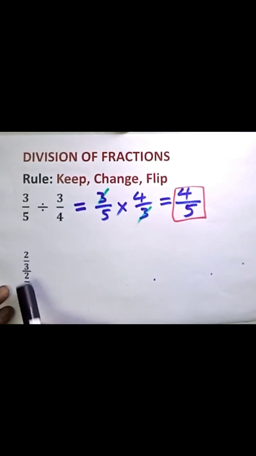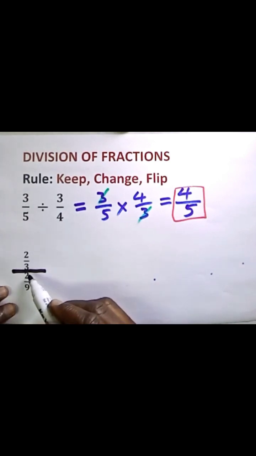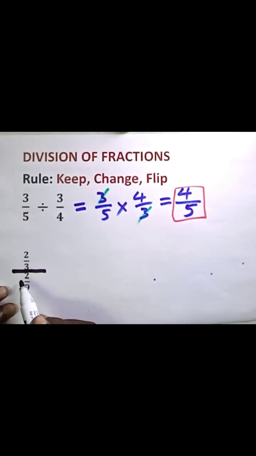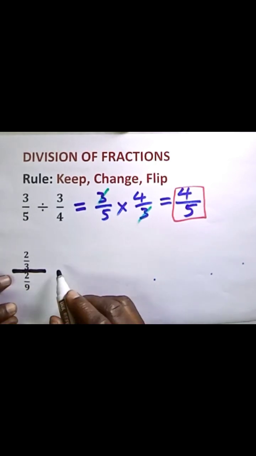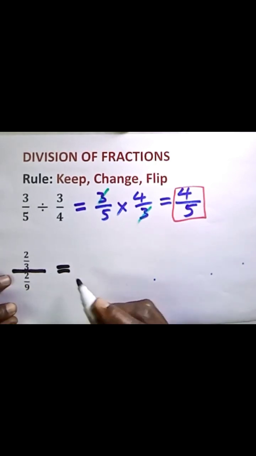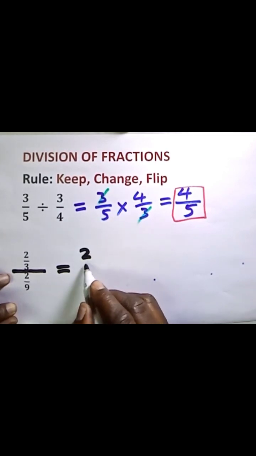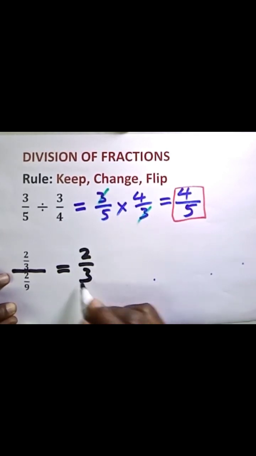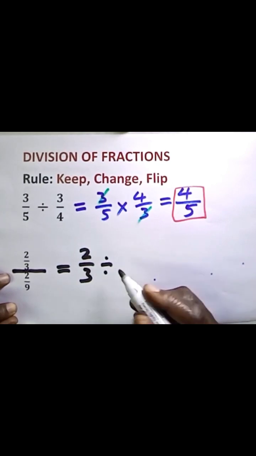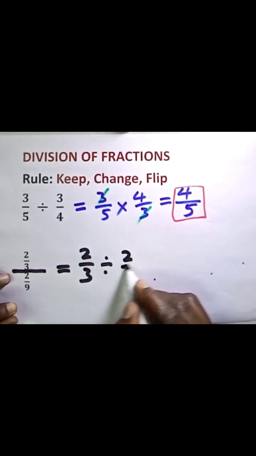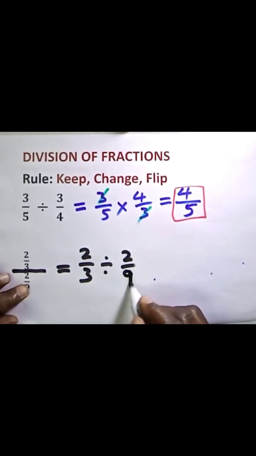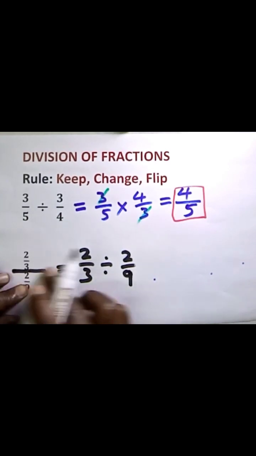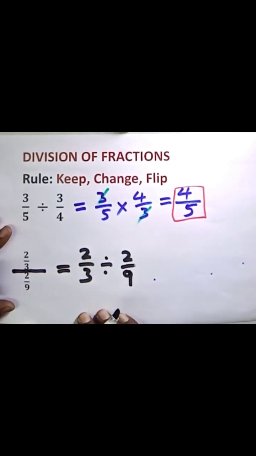Let's look at this example very carefully. I want to make it clearer. We are having 2 over 3 is a fraction all divided by 2 over 9. This expression is the same thing as 2 over 3 divided by 2 over 9. Yes, because this big stroke is a division line.